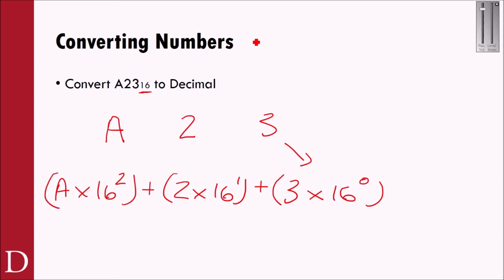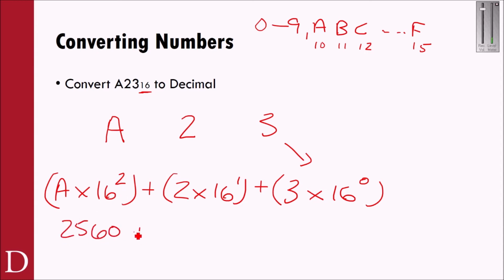Now we want to remember, when we're dealing with hexadecimal, we get the 0 through 9, but then we also get A, B, C, all the way to F, where these represent 10, 11, 12, 13, 14, all the way up to 15 using letters. So when I think about this A, I'm actually thinking about 10 times 16 squared. Well, I know 16 squared is 256. Times 10 would be 2,560.